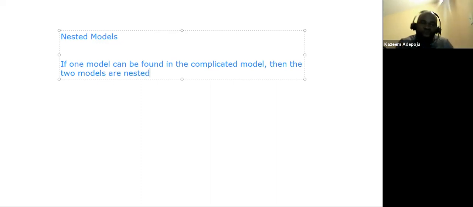If one model can be found in a complicated model, for instance, you have two models that you want to compare, and the simple model can be found in the complicated model, then it means the two models are nested.